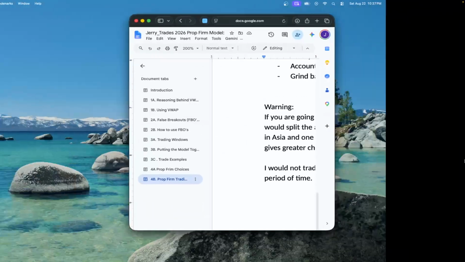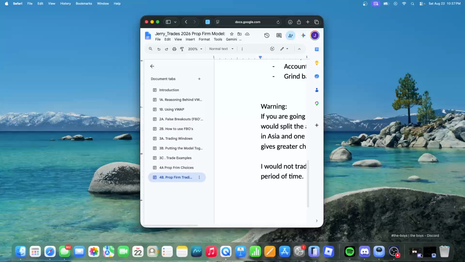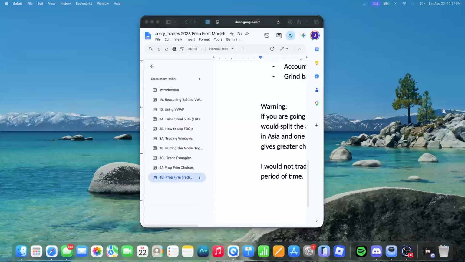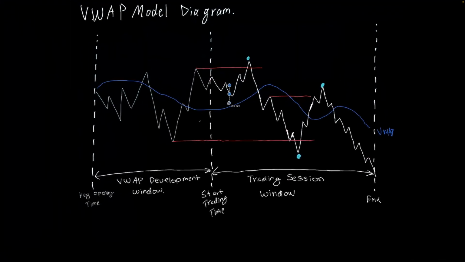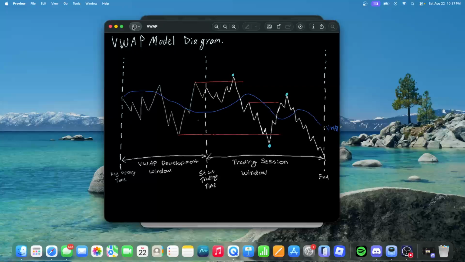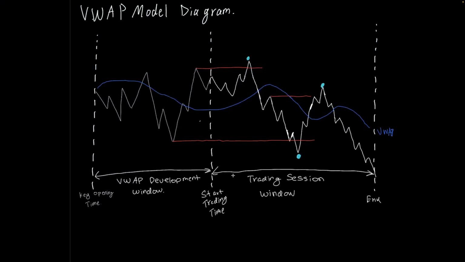Last thing I do want to show you is this very quick VWAP schematic that I drew up. So this is basically the model. We have VWAP, and you have your VWAP development window right here, and then you're marking out all the buy side and sell side that has formed inside this window. Obviously we want to mark any of these highs because it's above VWAP. If we're above VWAP, we're looking for shorts.